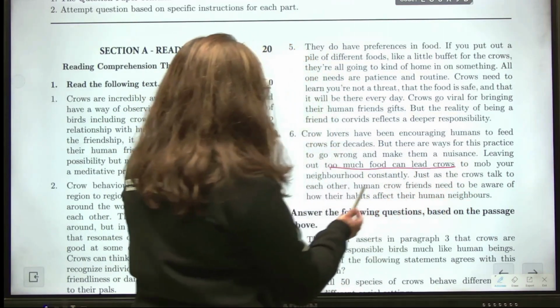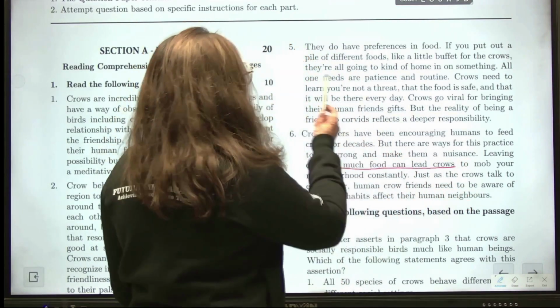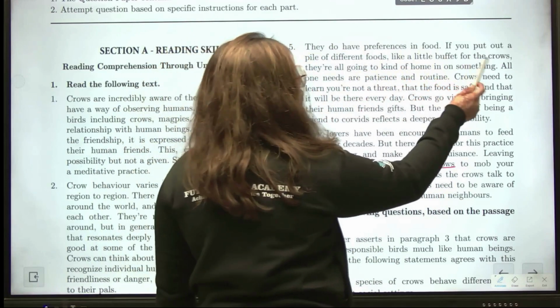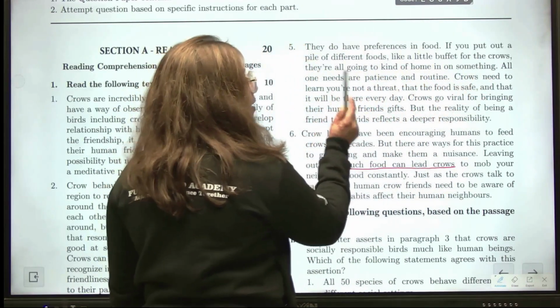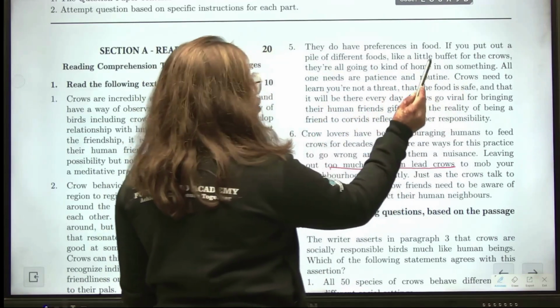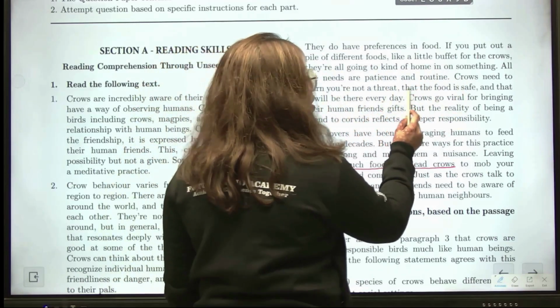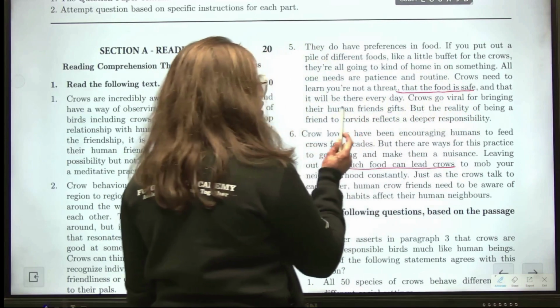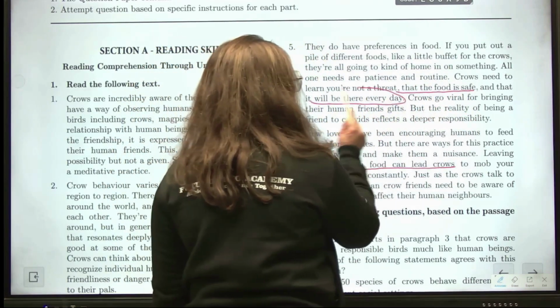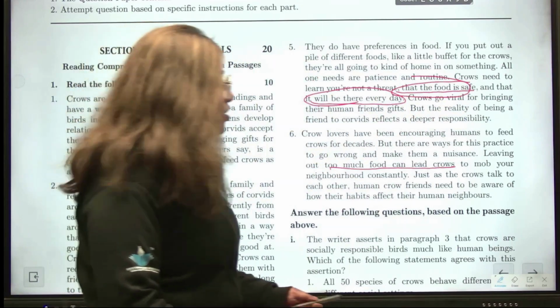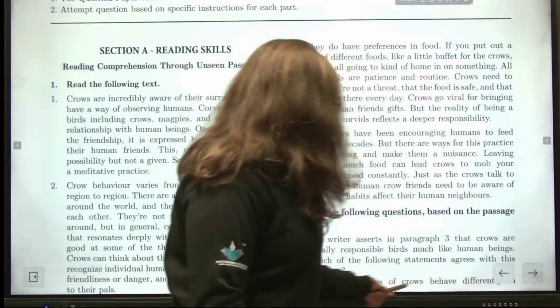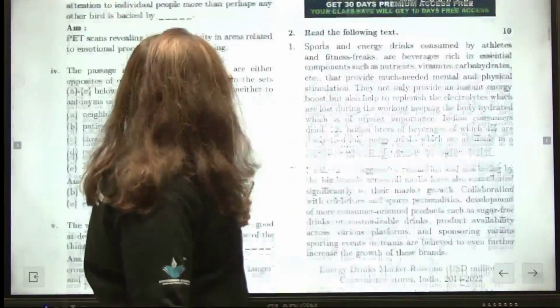it can be dangerous for yes. If you put out a pile of different foods like a little buffet for the crow, they are all going to kind of home in on something. All I need is patience and routine. Crow needs to learn you are not a threat, that the food is safe and that it will be there every day. तो एक ये point हो गया, एक ये point हो गया. You have to mention these 2 points. Clear? Yes, now let's see the next question.